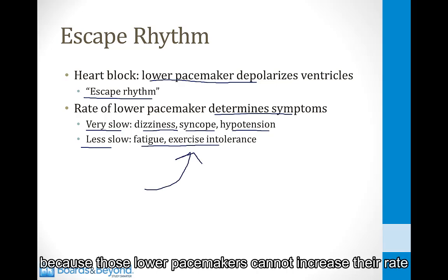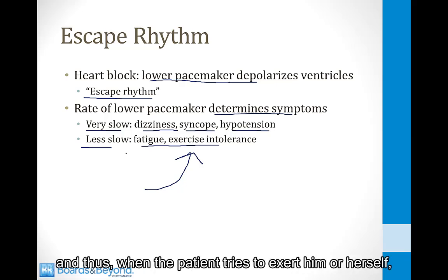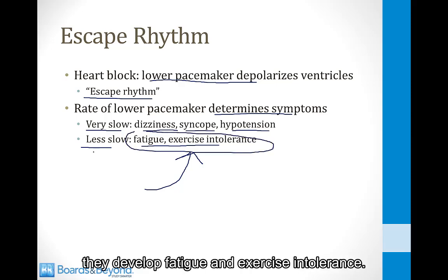These symptoms occur because those lower pacemakers cannot increase their rate the same way the sinus node does with exertion, and thus when the patient tries to exert him or herself, they develop fatigue and exercise intolerance.